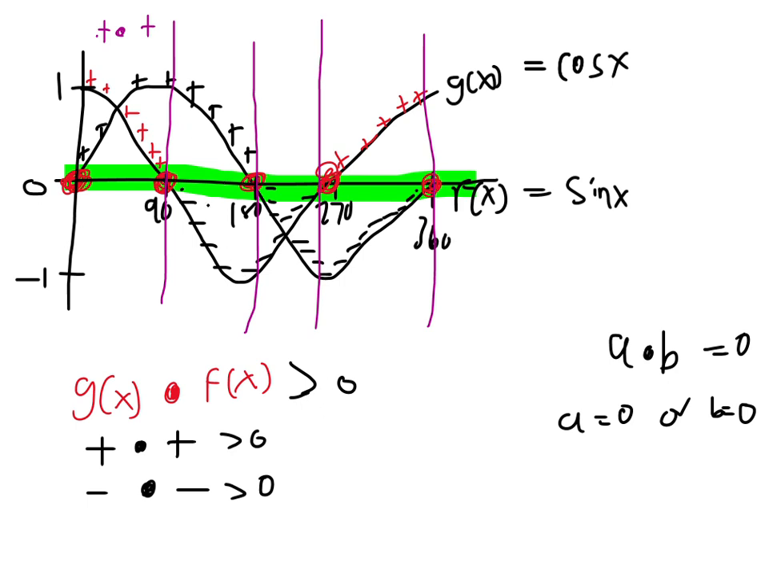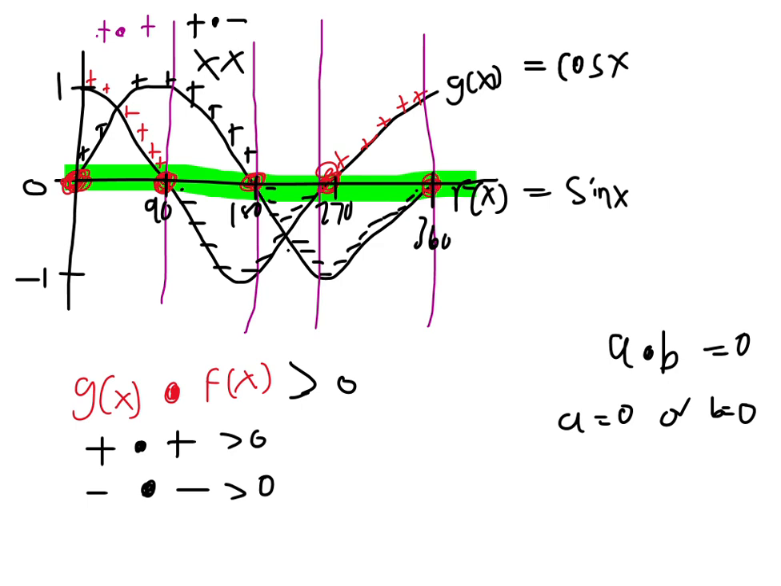On the second interval between 90 and 180, we've got positive times negative, right? And this is not what we are looking for. So it means that in this interval, we are going to skip it. It's not what we are looking for, because in this interval, we've got positive multiplied by negative.